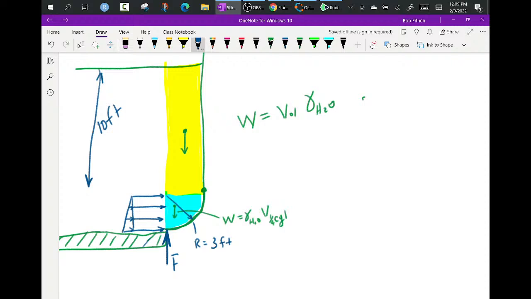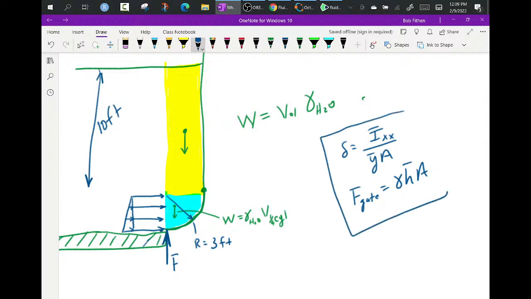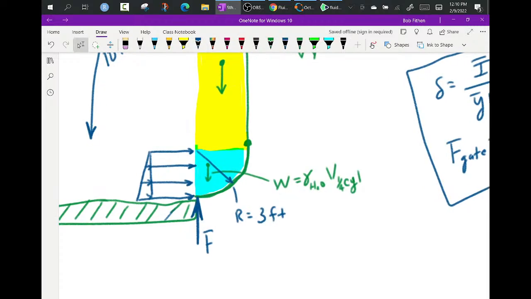The one way is using delta equal to I bar XX over Y bar area, and then F on the gate is equal to gamma H bar A. Now, what is the gate? I'm going to do it this way first. Now, what is the gate here? Okay, so now it is a curved gate, but we're only talking about the force in this direction.